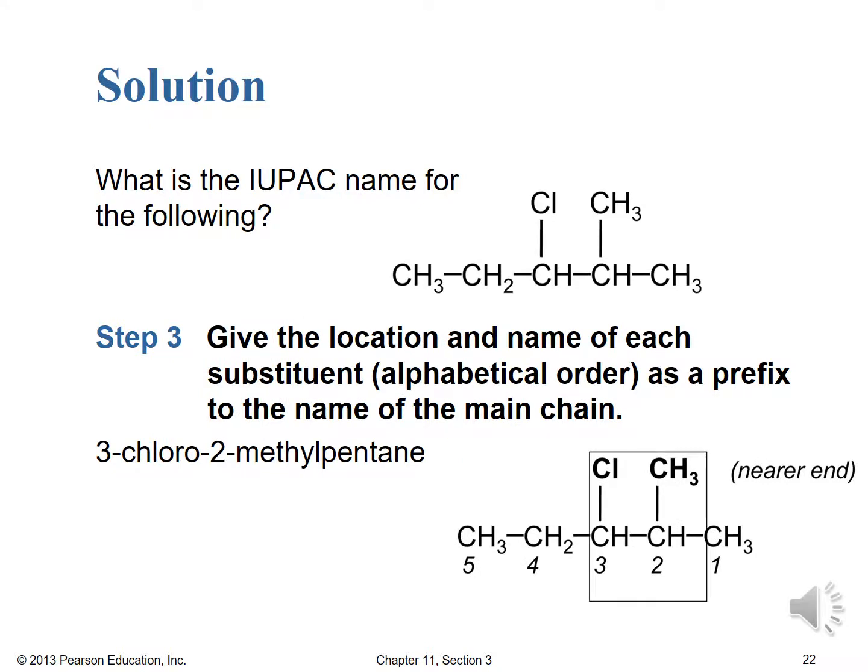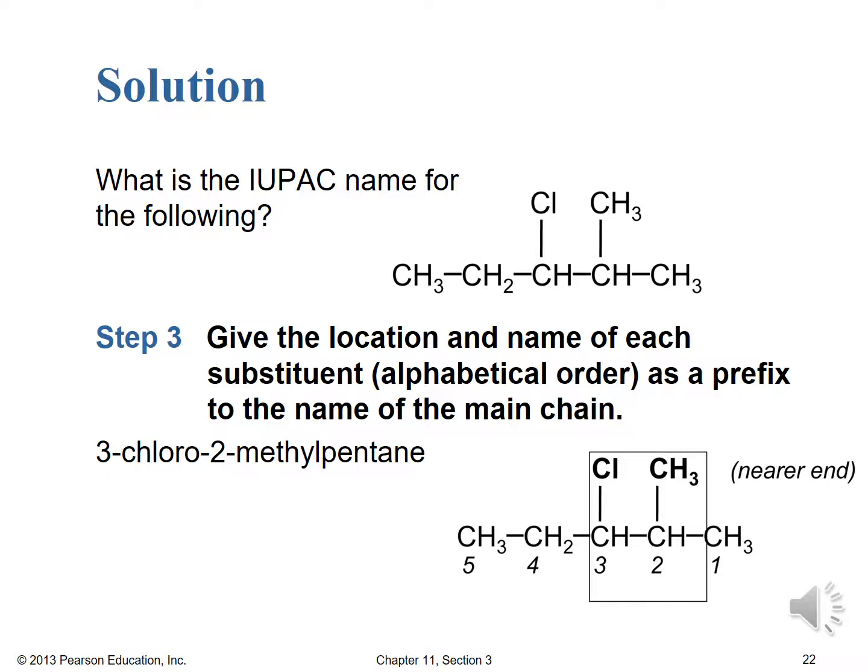All right, now finally in step 3, we're going to give the location and name of each substituent in alphabetical order as a prefix to the name of the main chain. So be careful. That alphabetical order is probably what caused trouble for any of you who may have had some trouble on this, because it means that the chloro group comes first, even though it's numbered higher. So this is a 3-chloro-2-methylpentane. My guess is there's probably a number of 2-methyl-3-chloropentanes out there, and hopefully not too much else.